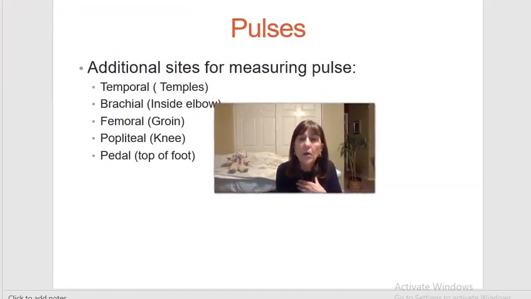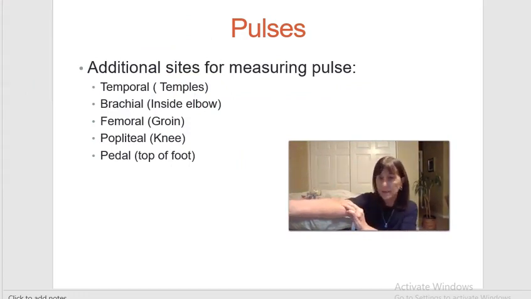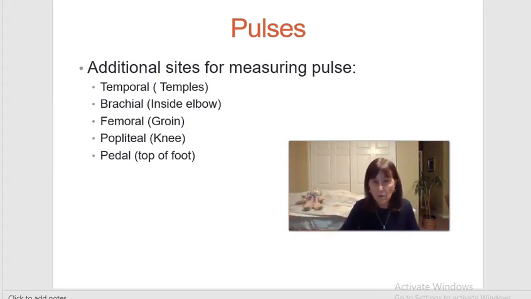Okay. So pulses, there's many other places. You could feel a temporal pulse. A brachial pulse is on the inside of the elbow. The femoral, I showed you. There's a pulse behind the knee called the popliteal, and there's a pedal pulse on the top of your foot.